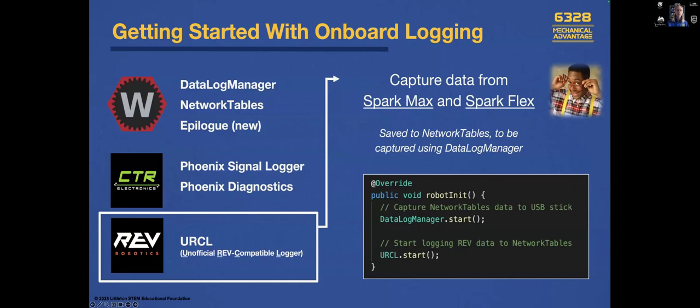Okay, now REV as an alternative does not include an official logging option for their devices, but we've developed an unofficial solution for logging data from the Spark Max and the Spark Flex. It's called Urcl, the unofficial REV-compatible logger. And again, it's just a couple of lines to set up. This captures data from all of the Spark Maxes and Flexes on your CAN bus, very similar to CTRE's SignalLogger. All that data is sent to NetworkTables for live visualization, and it can be captured using DataLogManager, just like any manually published data. And of course, Urcl is free and open source.